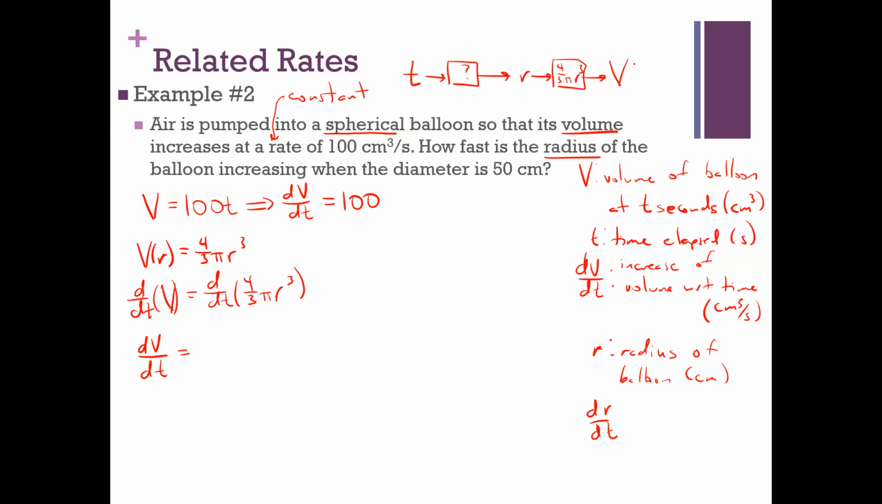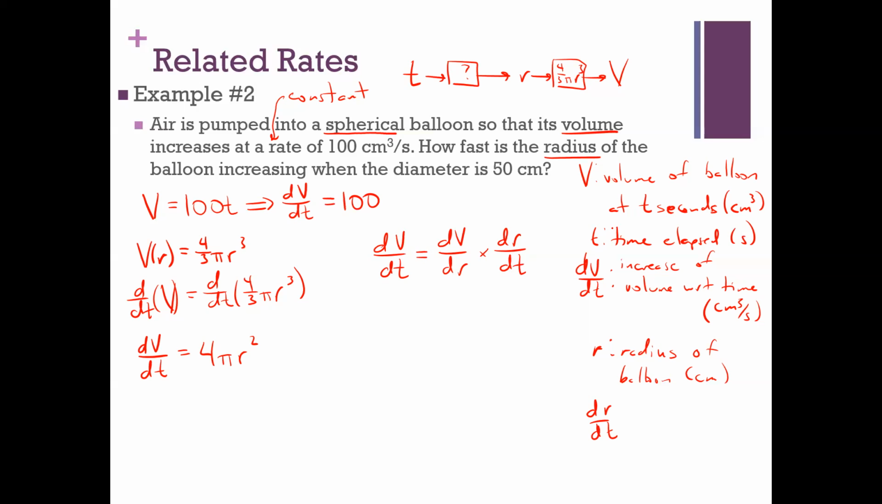If we're okay with that, then we can just differentiate that the way we always do, or not always, the way we've done this week. I can take the derivative of this outside function with respect to r, and that'll give me 4 pi r squared. So I guess one thing I should say is this. The derivative of volume with respect to time is going to be equal to the derivative of volume with respect to r times the derivative of radius with respect to time.